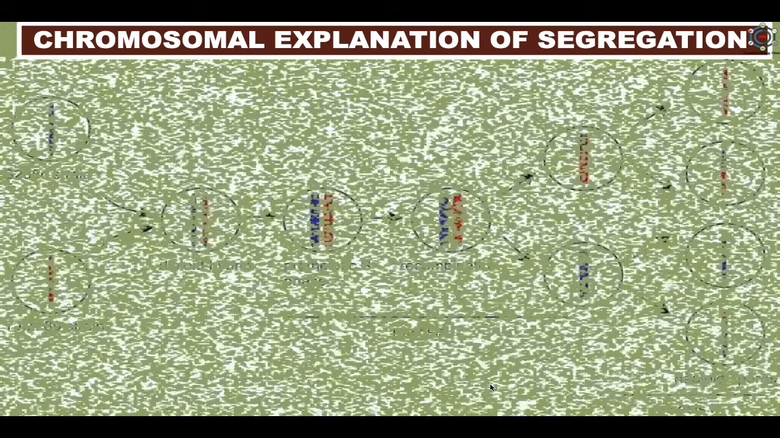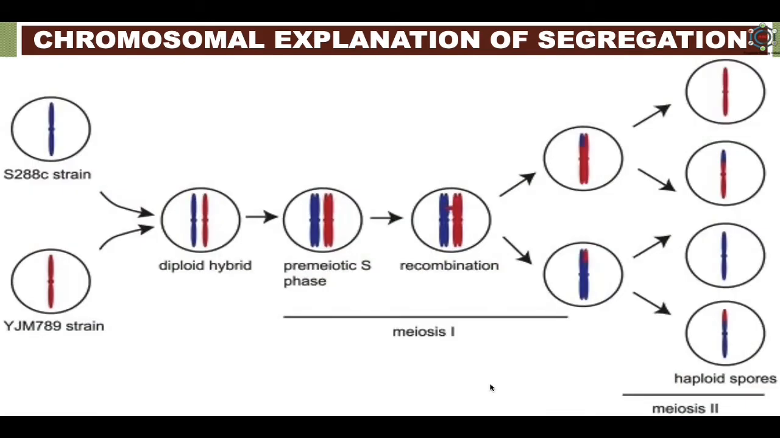Now, the chromosomal explanation of segregation. According to Mendel's principle, segregation of factors can be explained in terms of the movements of chromosomes during meiosis. The homologous chromosomes bearing the factors pair in metaphase first and separate in anaphase first of meiosis. In anaphase second, the chromatids separate and enter into gametes along with the factor present in each. So, a diploid hybrid, after meiosis first and then meiosis second, forms the haploid spores.